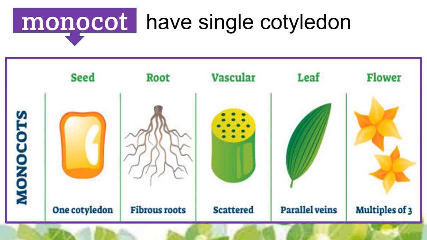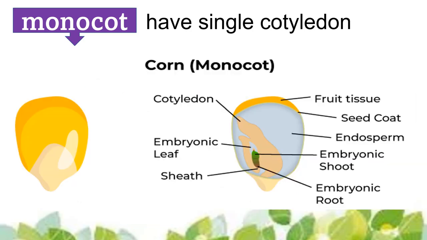Monocots have a single cotyledon. Seed, 1 cotyledon. The root, fibrous roots. Vascular bundles in the stem are scattered. Leaf, parallel veins. The flower parts are in multiples of 3. An example of a monocot is a corn seed. Parts: cotyledon, embryonic leaf, sheath, fruit tissue, seed coat, endosperm, embryonic shoot, and embryonic root.